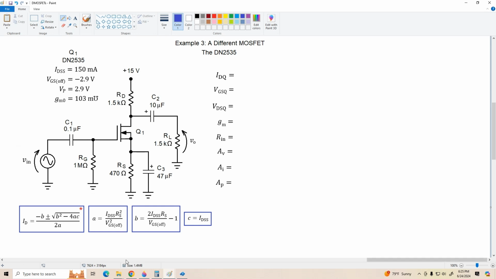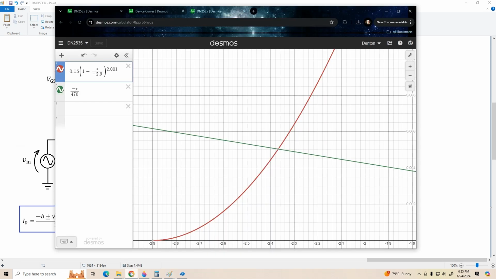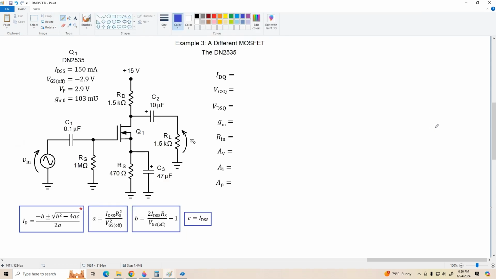I'm going to use the graphical approach, and here it is. I've entered the parameters for the transconductance equation, IDSS 150 milliamps, VGS off negative 2.9 volts, and here's the parabola. And then it's negative VGS over RS, 470, and here's our solution. We get a drain current of about 5 milliamps and a VGS of about negative 2.37 volts. Okay, so let me write those down: negative 2.37 volts and 5 milliamps. Had to write this one first because I'd probably forget it as soon as I read it.